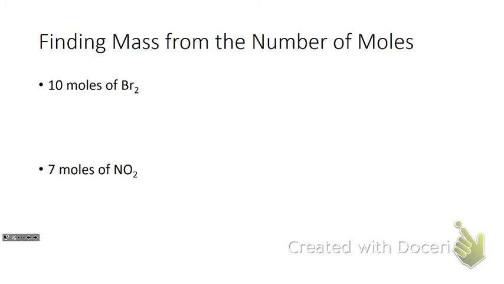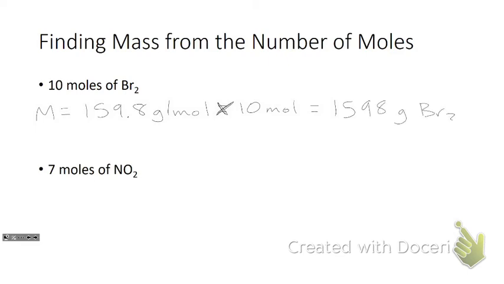All right, so diatomic bromine gas. We calculated the molar mass of bromine gas to be 159.8 grams per mole, and we have 10 moles present. Oops, that's a multiply, sorry. Multiply by 10 moles, so we can actually just move that over one. And we get 1,598 grams of Br2.